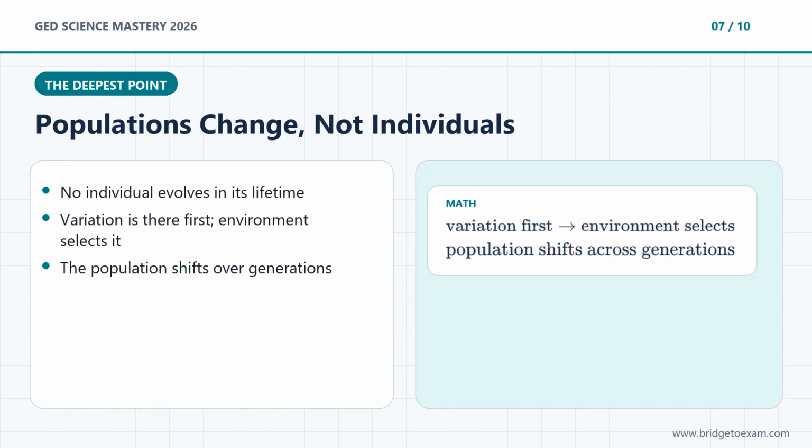Let's press on the deepest idea because the GED tests it constantly. An individual organism does not evolve during its lifetime. A single moth does not turn dark because it wants to hide. Instead, some moths were already darker by chance, and when the tree bark was dark, those darker moths survived and reproduced more. Over generations, the population became darker. So always put the variation first and the environment second. The environment selects from variation that is already there. It does not create it on demand.